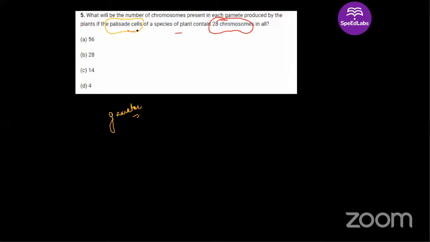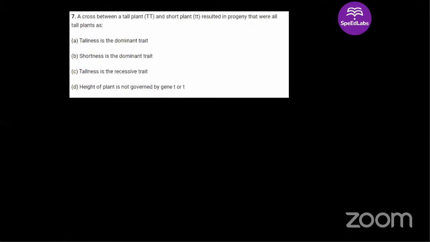All right. So palisade cells are general body cells of the plants only. In palisade cells, the number of chromosomes is given as 28. We have to find out the number of chromosomes in gametes. We just have to halve it. So what is half of 28? 14, right? So 14 will be the answer, not 56, not 28. Please don't get confused in such easy questions. All right, moving on.